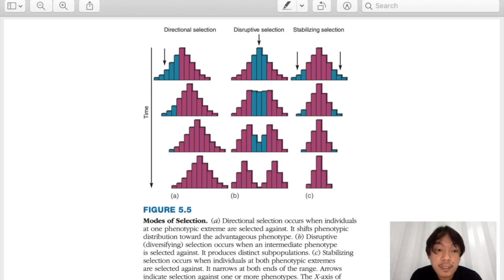The phenotypic expressions are lost at the extremes, whether it's on the left or the right.